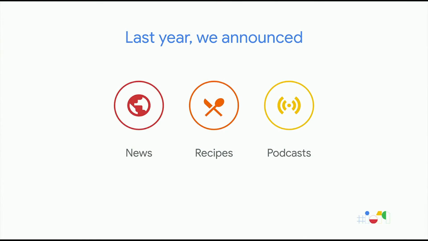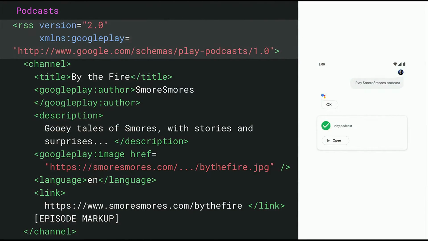Last year, we announced news, recipes, and podcasts. The idea was, by using structured data on your website, your content becomes eligible for rich results in Search and voice-enabled experiences on the Assistant. Let's take a quick look at how you can get started with these. By structuring your podcast content with RSS, your users could find and engage with it on Search and the Assistant.